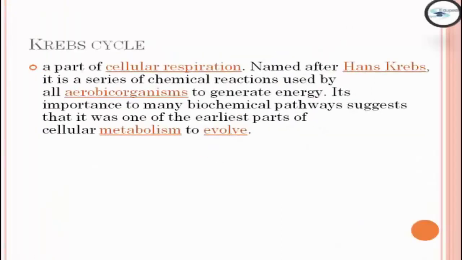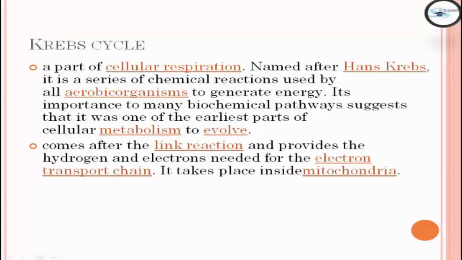Krebs Cycle is a part of cellular respiration, and it is named after Hans Krebs, and it is a series of chemical reactions used by all aerobic organisms to generate energy. Its importance to many biochemical pathways suggests that it was one of the earliest parts of cellular metabolism.